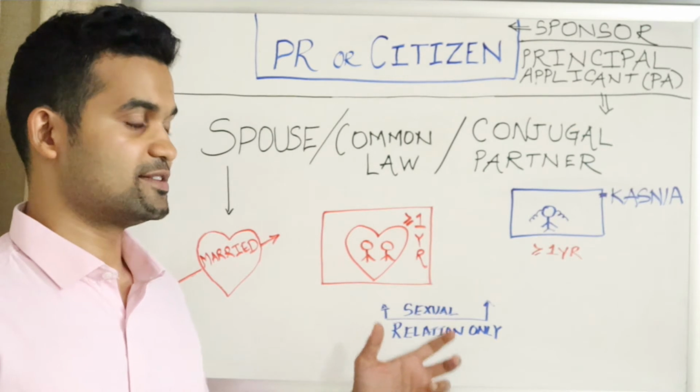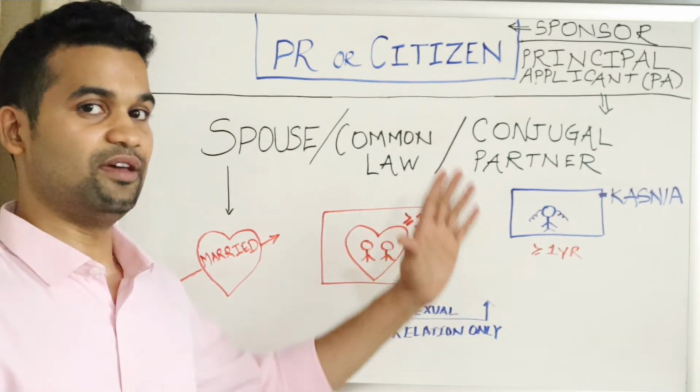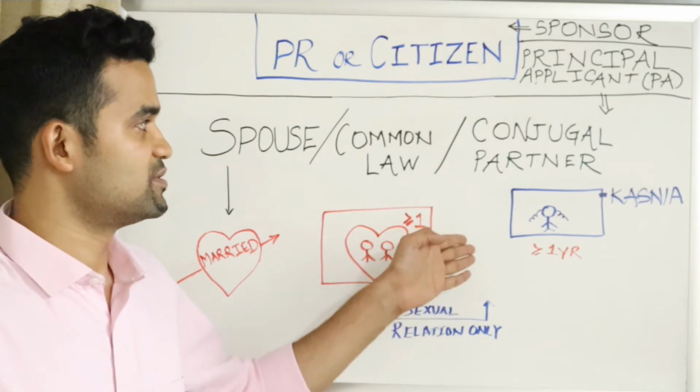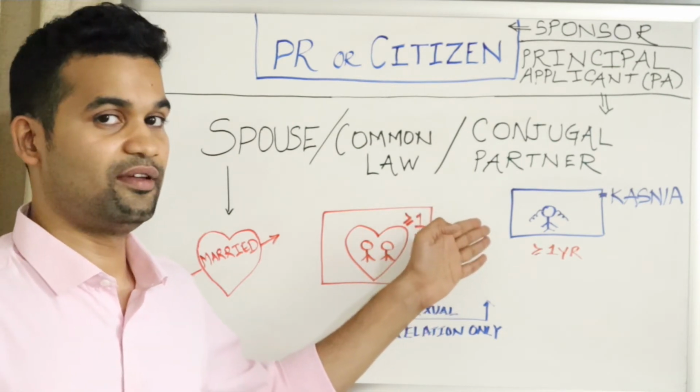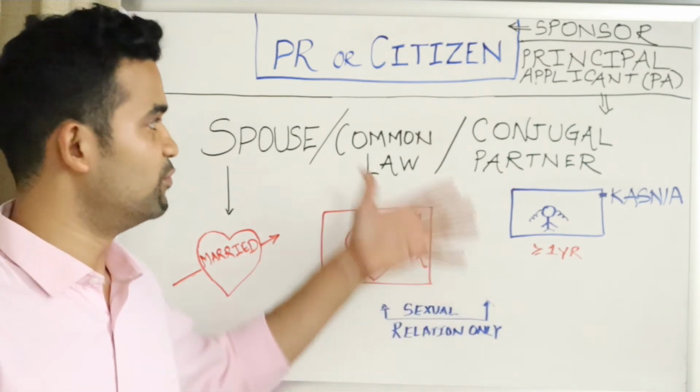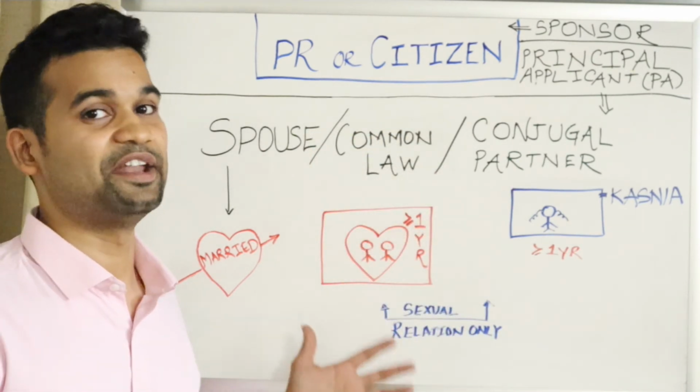So in that case, there is a provision in the immigration regulations where you can sponsor a person as a conjugal partner because there is a serious problem with both of them disclosing their relationship or getting married to each other.